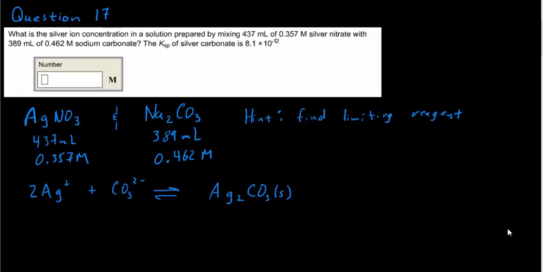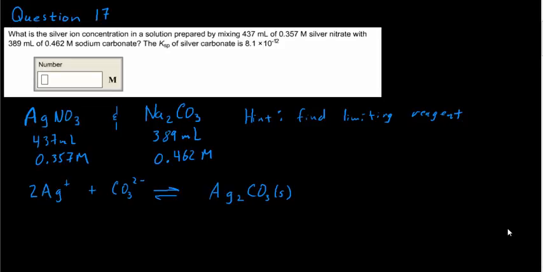Here's some help with question 17 of Chapter 6-1, Sapling Learning Problem Set. So this question says, what is the silver ion concentration in a solution prepared by mixing 437 milliliters of a 0.357 molar silver nitrate solution with 389 milliliters of a 0.62 molar sodium carbonate solution? And they tell us that the KSP of silver carbonate is 8.1 times 10 to the minus 12th.